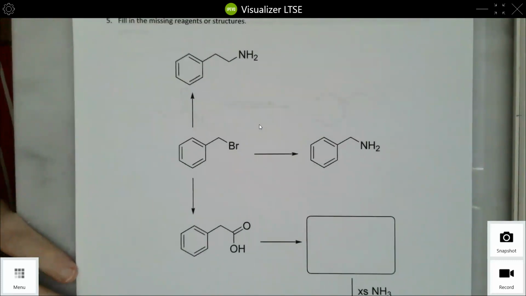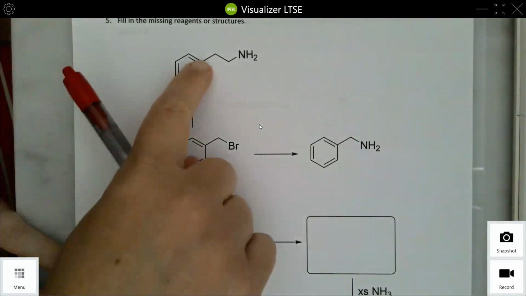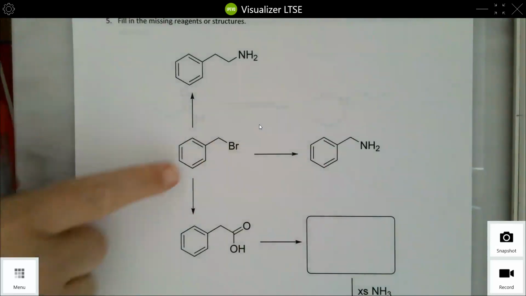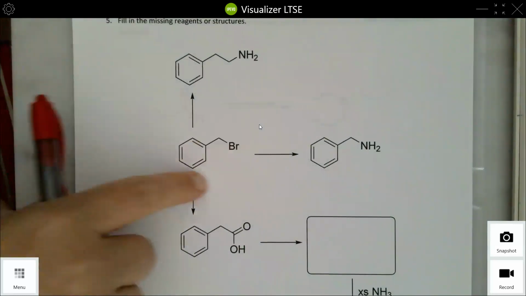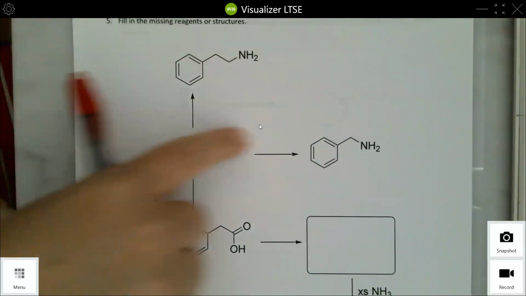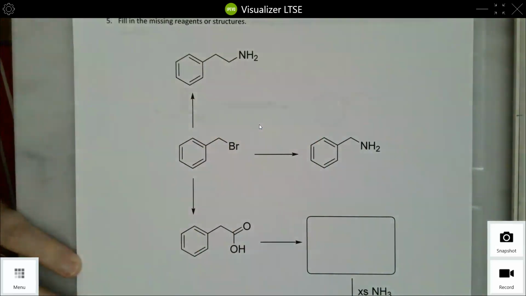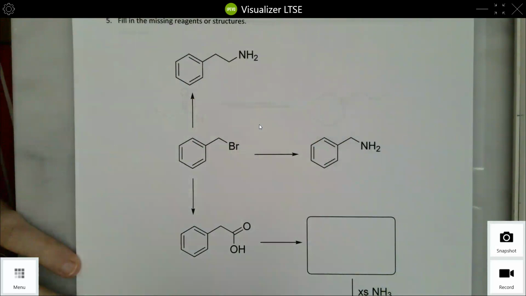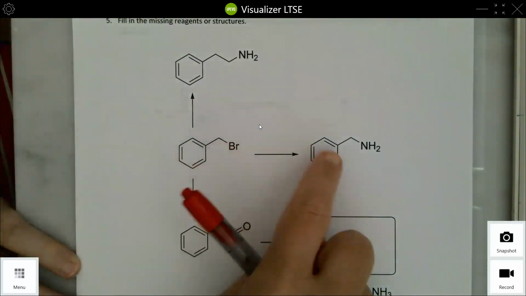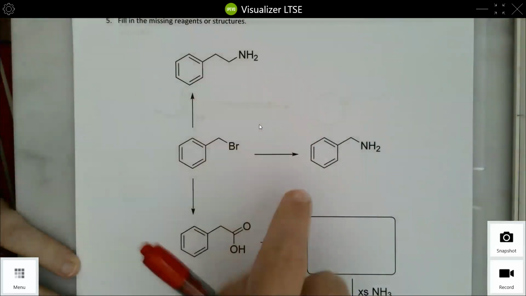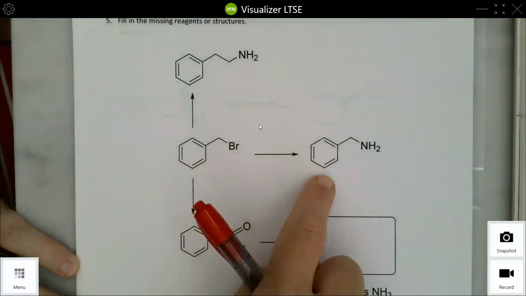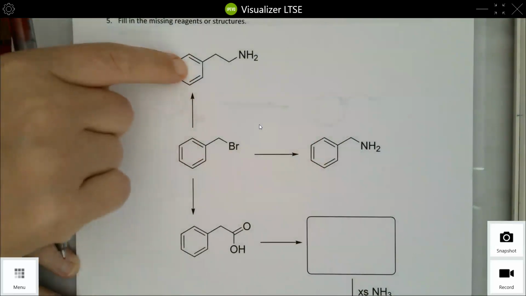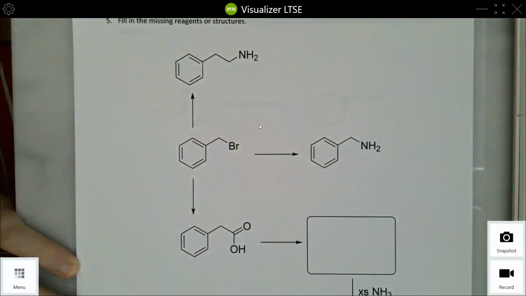Fill in the missing reagents or structures. Okay, so we want to pay attention to the way these arrows are going so that we note that this is the starting material for 3 different reactions here that we have to come up with reagents for. So as always, when you're looking to fill in reagents over arrows, take note of which way the arrow is going, so that you can fill in the correct reagents. I noticed with these two, we're forming amines, but this one has the same number of carbons, and this one has added a carbon. So that's the difference.